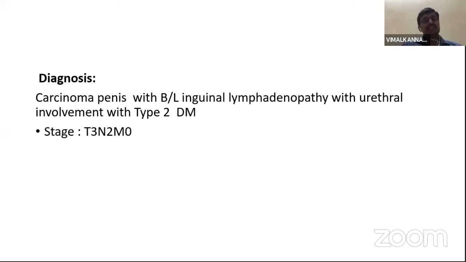And more than that, you don't commit to FNAC in the exams. That is a better way to escape. If somebody asks you how will you manage the nodes, I'll go for it, unless it is a clear-cut metastatic node, clear-cut metastatic by clinical or radiological findings.